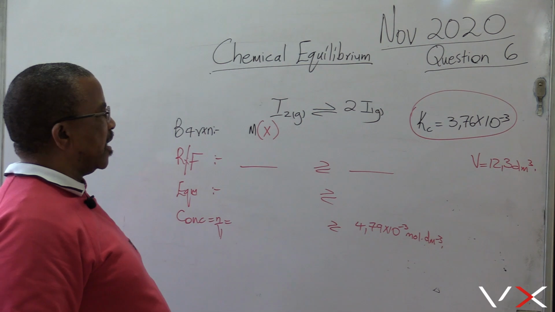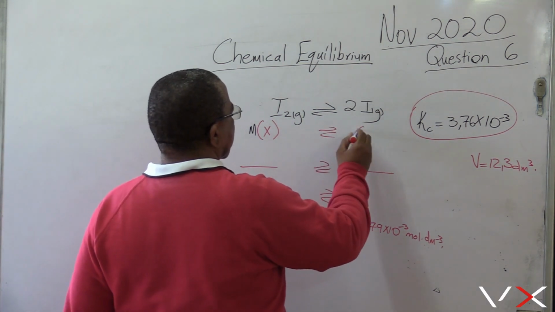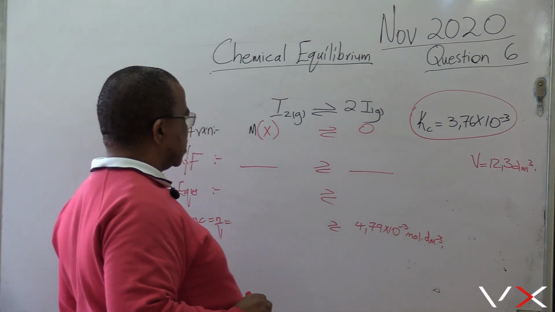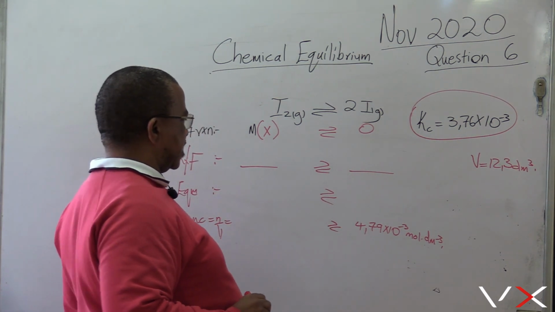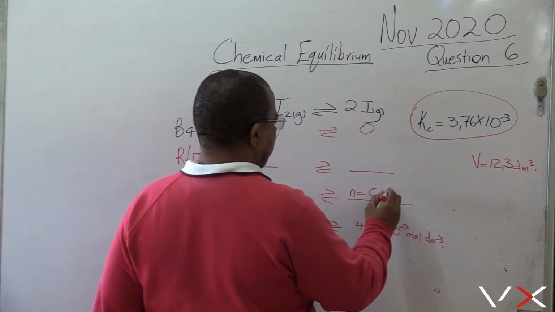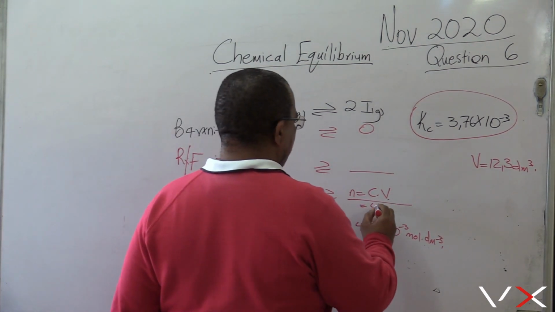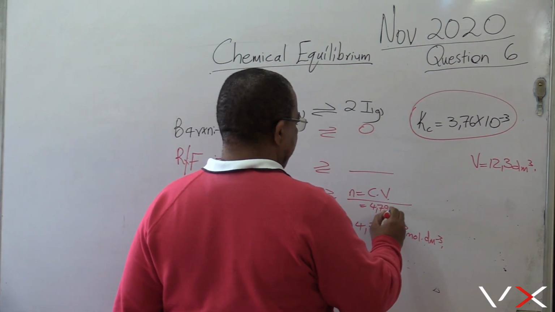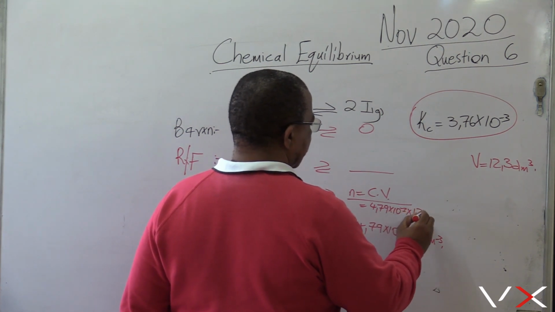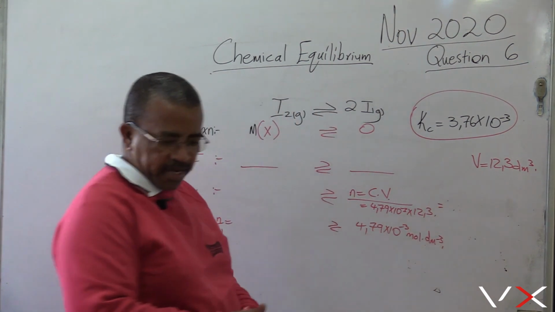Before the reaction we had nothing, we put in a certain mass. So it was found in the reactor. Now let's find the number of moles. Number of moles is concentration times the volume. What is the concentration? It's 4,79 times 10 to the power minus 3 times 12,3.